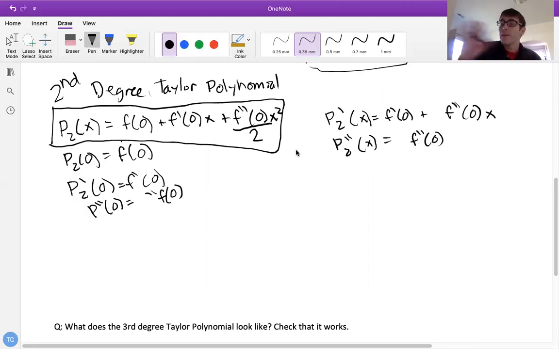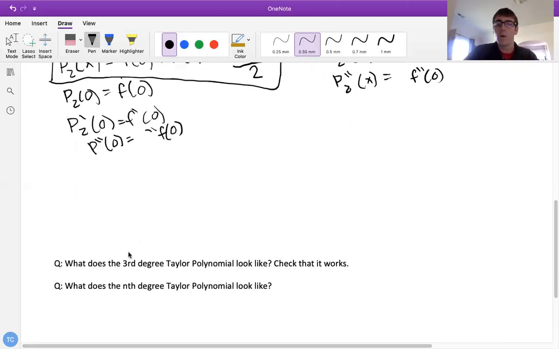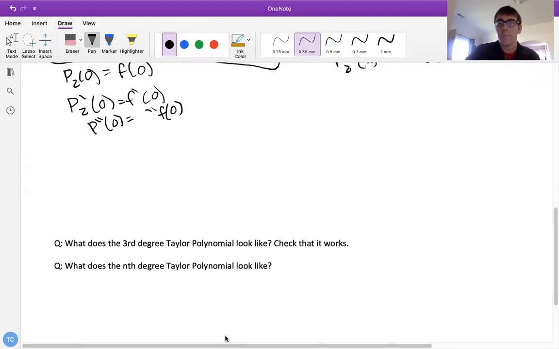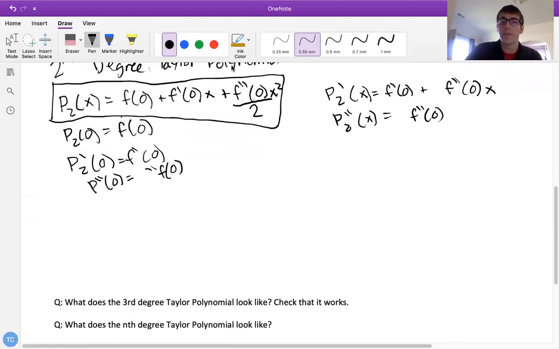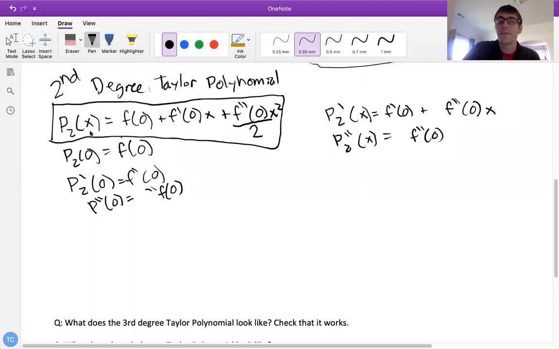After you've done that, if you happen to see a pattern developing, hopefully you might be able to figure out what the nth degree Taylor polynomial should look like. How does this pattern continue? I will certainly discuss these in a later video, but I think this is a good opportunity to discuss this in groups. In the next video, I will work through an example of applying this second degree Taylor polynomial equation.